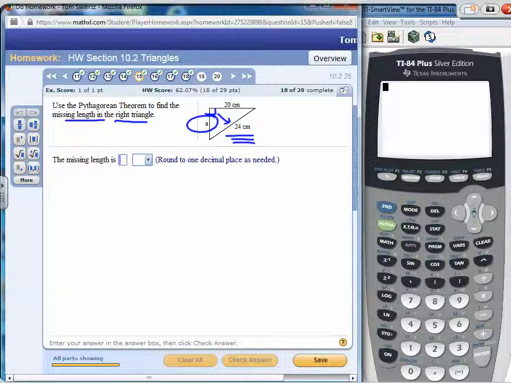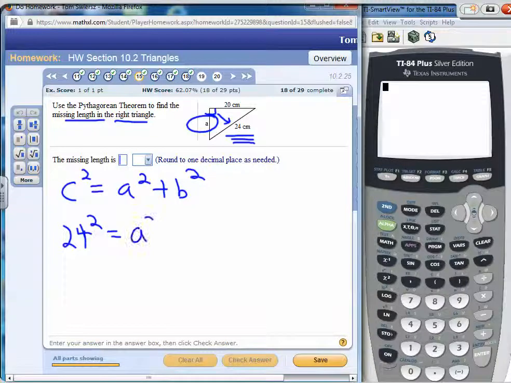So what we're going to do is, remember, c squared equals a squared plus b squared. And c is the hypotenuse opposite the right angle. That's the one by itself. So 24 squared is equal to a squared plus the other leg squared, 20 squared. The two legs form the right angle. That's how you know which two are together.